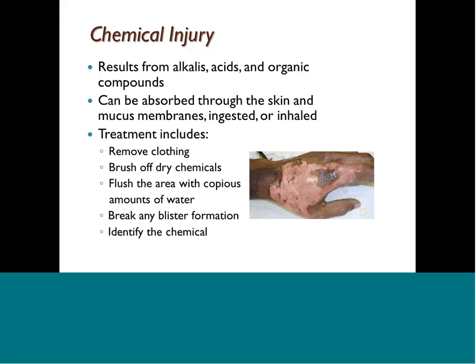When you talk about treatment for chemical injuries, one of the biggest things is you want to remove the clothing. If it's a dry chemical, brush off the chemical first and flush the area with copious amounts of water. One thing you do not want to do with any type of chemical is give an agent that neutralizes it, because it causes a heat reaction and that can cause the burn wound to be a lot deeper. If any blisters form, you want to break those blisters open, because they harbor the chemical underneath, and make sure you flush that area well.